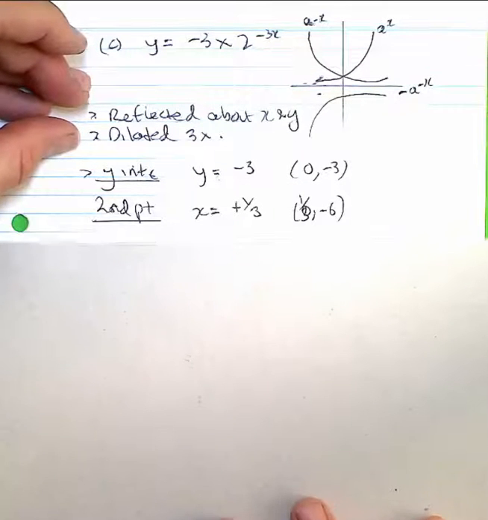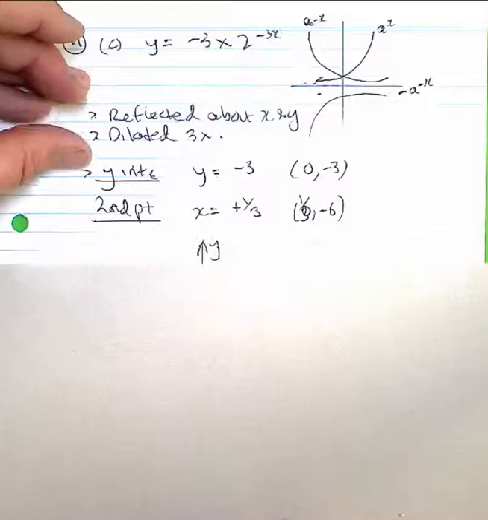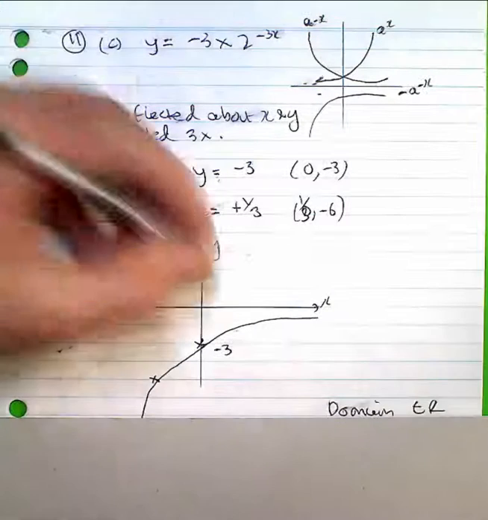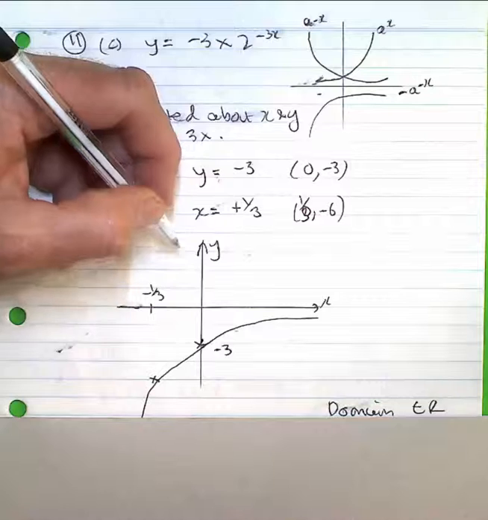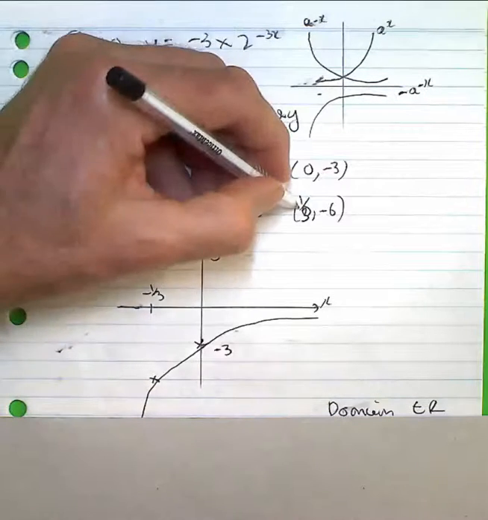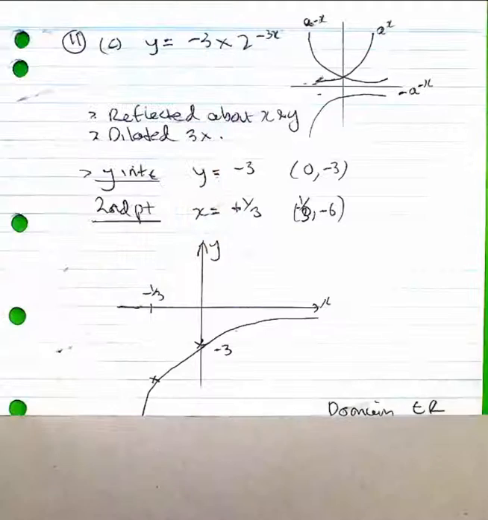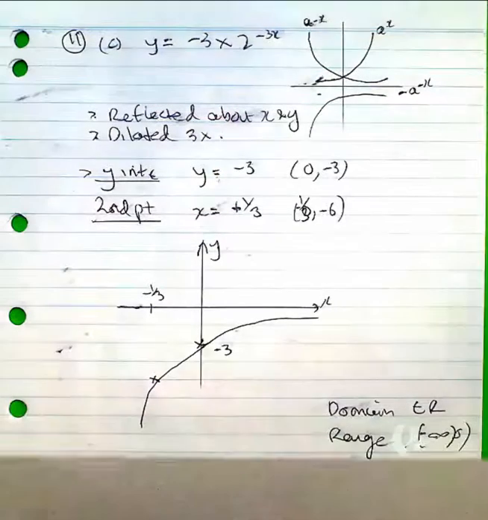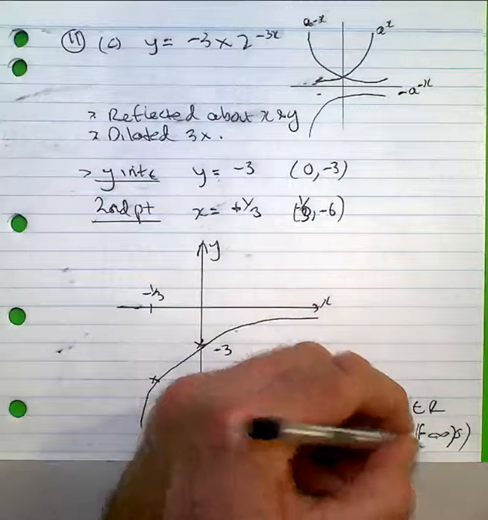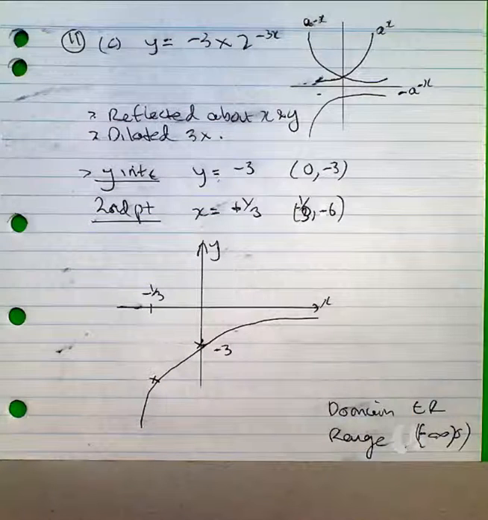A second point, I've chosen a third, gives me 1, negative 6, and my graph as follows, or 1/3, negative 6 in this instance. Negative 1/3, negative 6. You can see there the domain is an element of the real numbers, and we go from negative infinity to positive infinity.